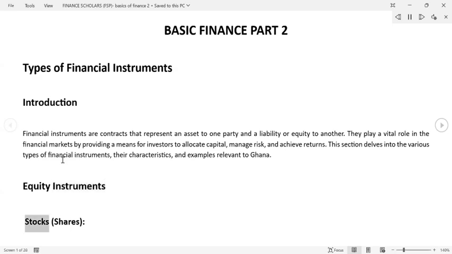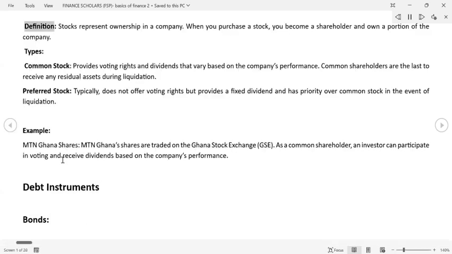Equity instruments. Stocks, shares. Definition. Stocks represent ownership in a company. When you purchase a stock, you become a shareholder and own a portion of the company. Types. Common stock provides voting rights and dividends that vary based on the company's performance. Common shareholders are the last to receive any residual assets during liquidation.